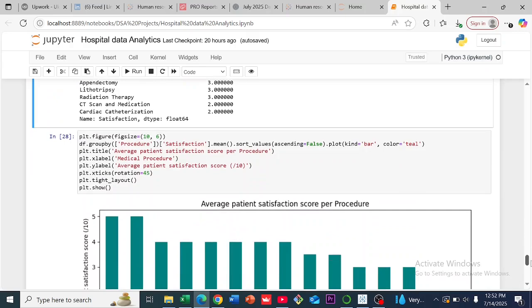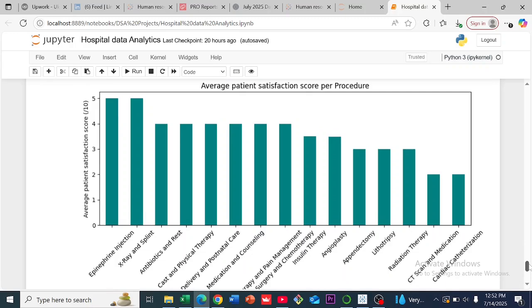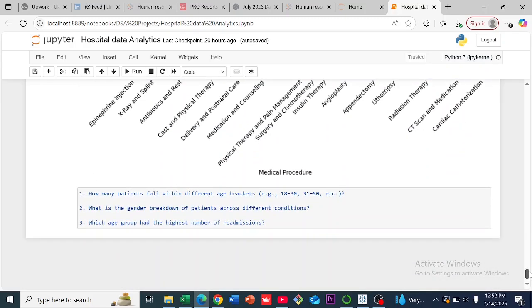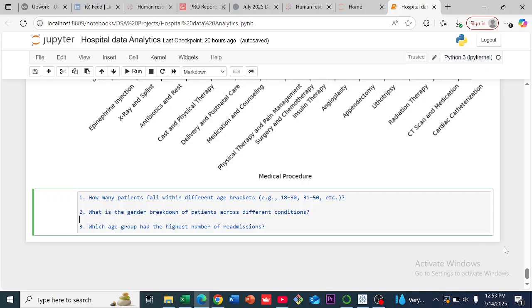I also went ahead to create a bar chart, so you can go ahead and pause this video and create this bar chart by yourself. And I also ended this video by leaving those 3 tasks to you. So I want you to go ahead and answer these questions. How many patients fall within the age bracket 18 to 30, 31 to 50, etc.? I'll be giving you a hint on how you can go about this. You can do this by creating an age categorical column and categorizing each age based on these various categories.